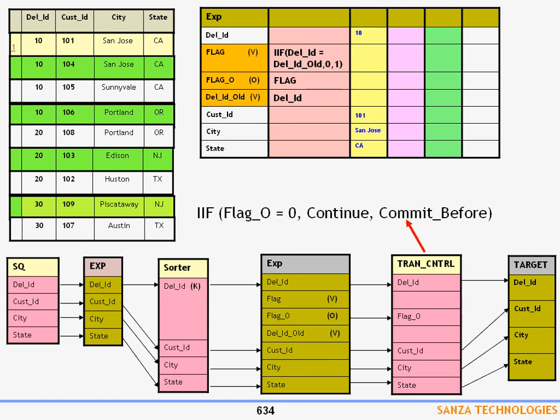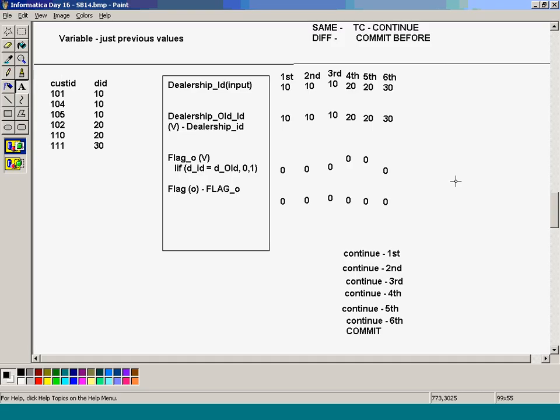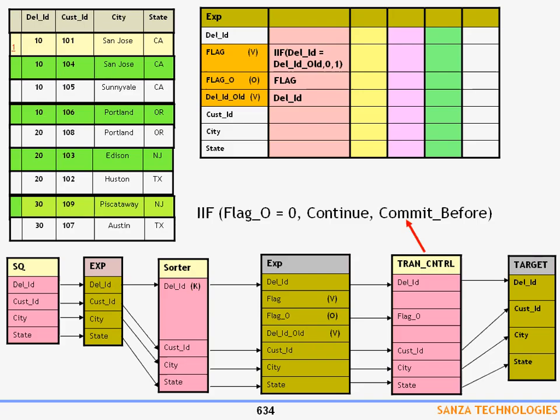Flag 0 is here, and the condition failed because of the difference between dealership ID and old ID. The old ID is initialized to 0, that's why it failed. The condition failed, so it will return 1, so it will commit the record. Commit before means before you load this record, send a commit.